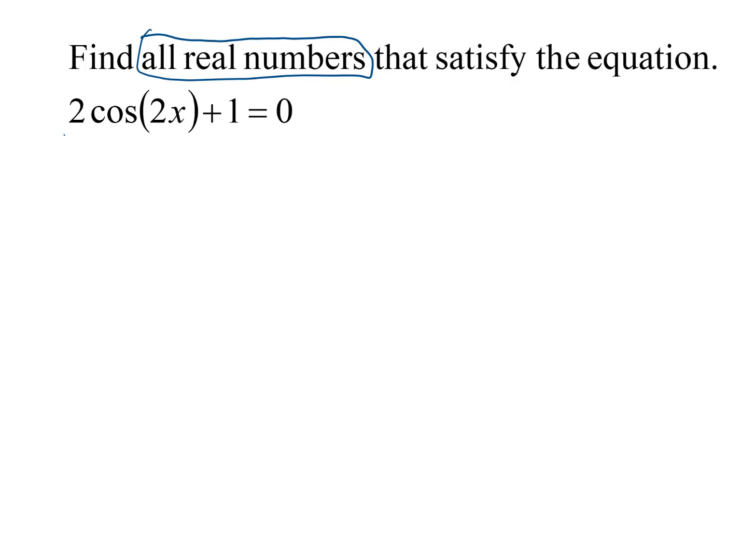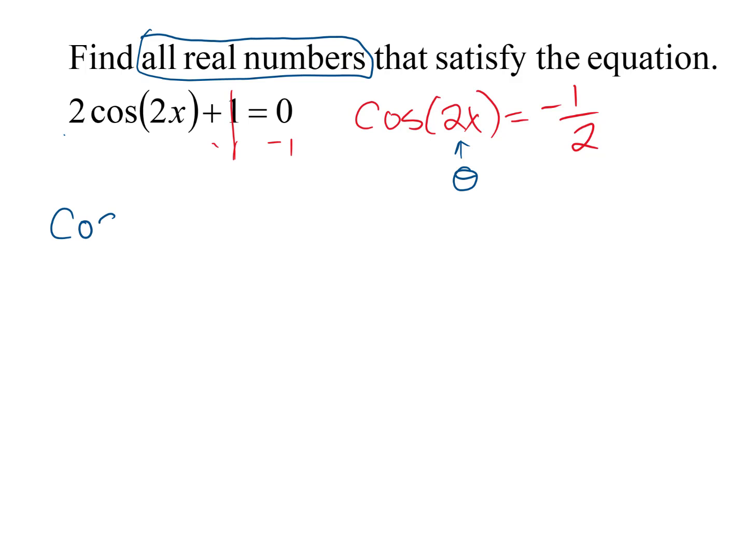The first thing I'm going to do is isolate the trig function. I'll subtract 1 from both sides and then divide by 2. So I'm going to have cosine 2x equal to minus 1 over 2. Now the next thing to note is this is a 2x. Let's call that theta for a minute, and let's think about what angles theta have a cosine that's negative 1/2.